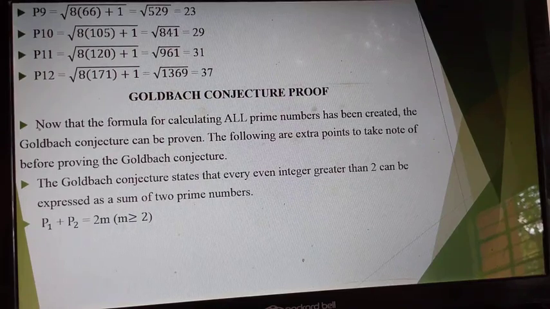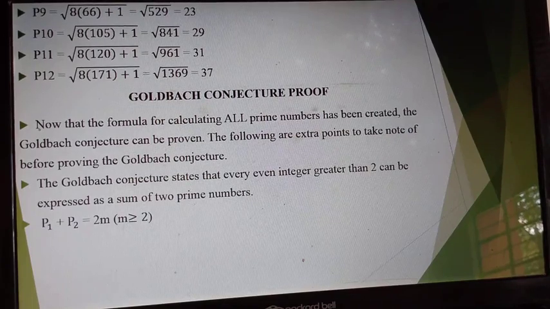Every even number greater than 2 can be expressed as a sum of 2 prime numbers. For instance, 4 is greater than 2, and I can add 2 plus 2, which are both prime numbers, to get 4. For 6, I can add 3 plus 3. For 8, I can add 3 plus 5, which are both primes, to get 8.